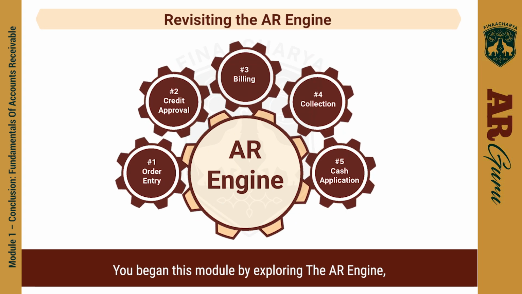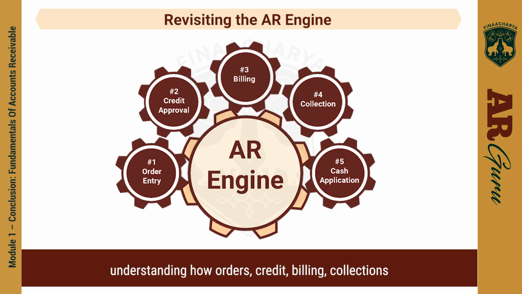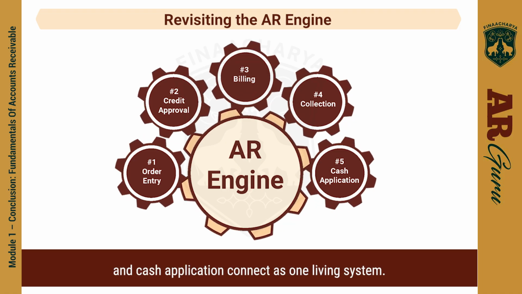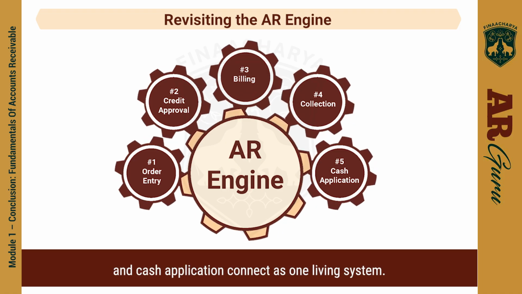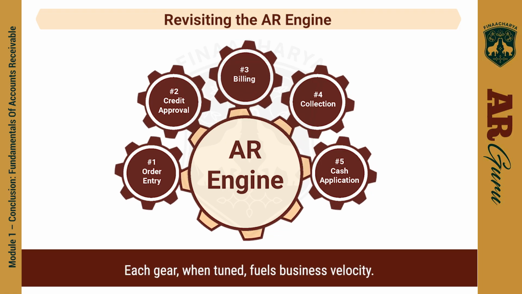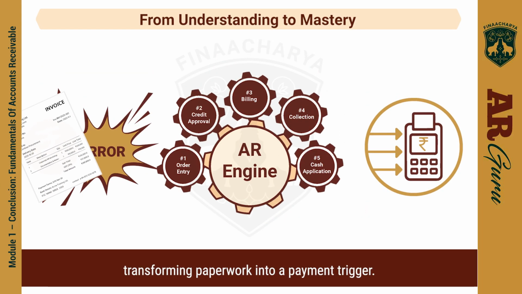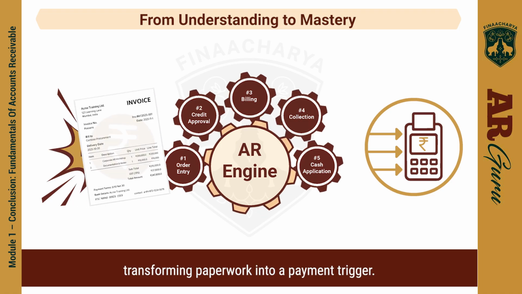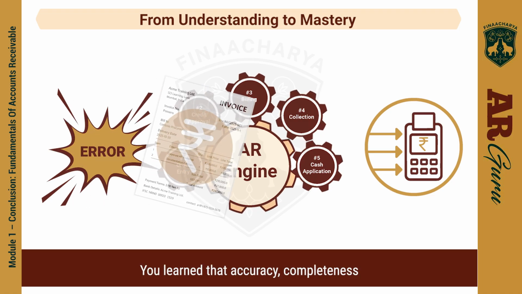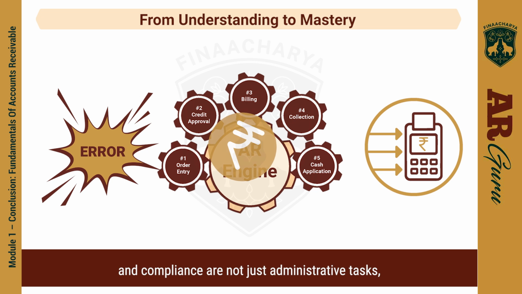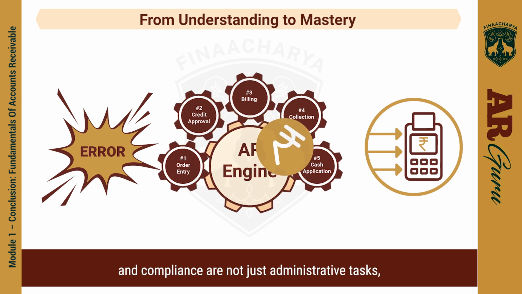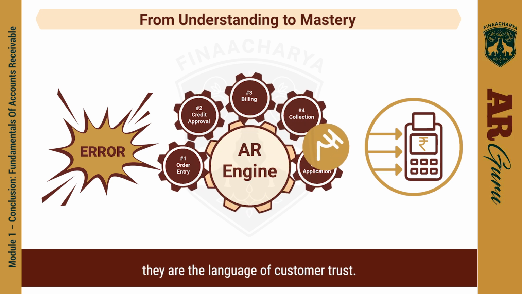You began this module by exploring the AR engine, understanding how orders, credit, billing, collections, and cash application connect as one living system. Each gear, when tuned, fuels business velocity. Then you mastered the perfect invoice, transforming paperwork into a payment trigger. You learned that accuracy, completeness, and compliance are not just administrative tasks, they are the language of customer trust.